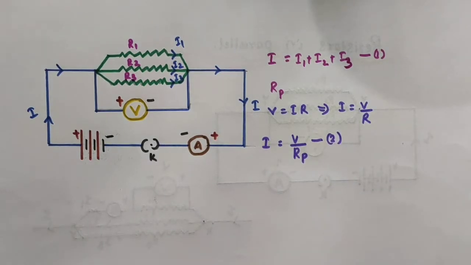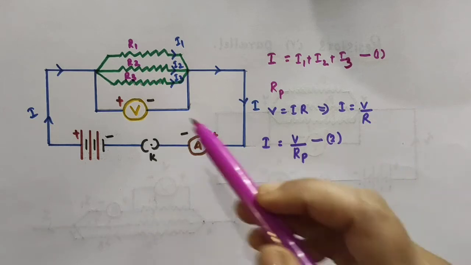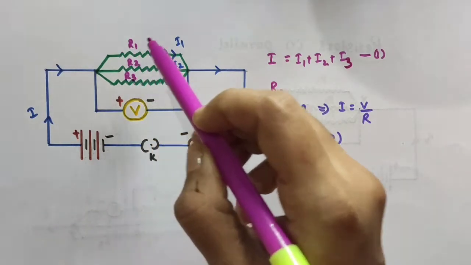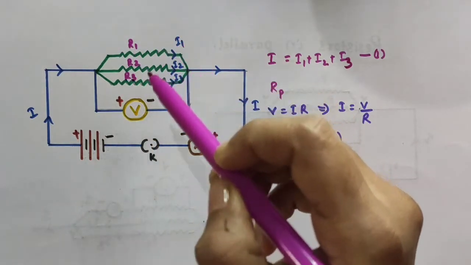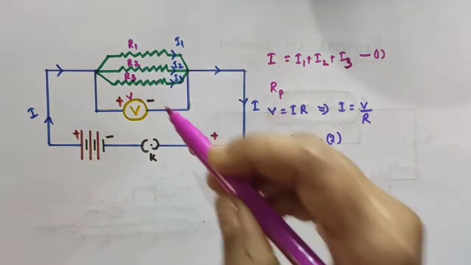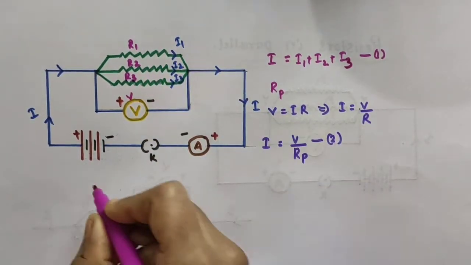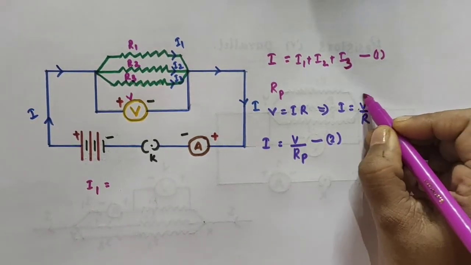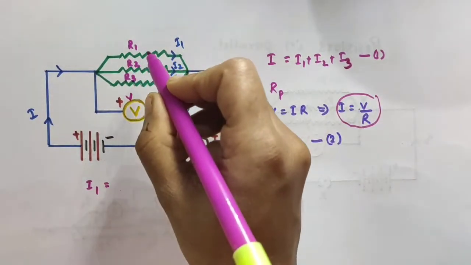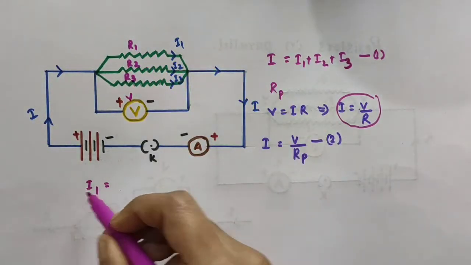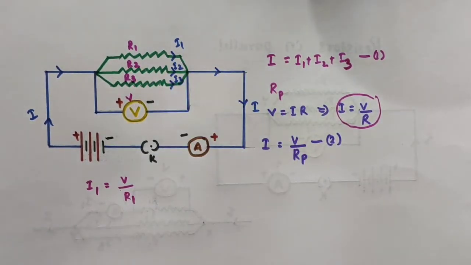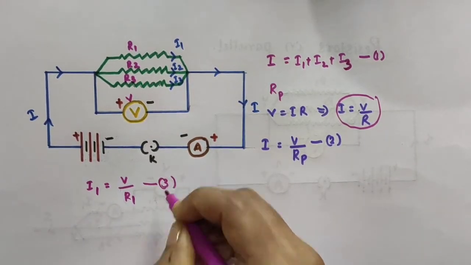Now, when we apply Ohm's law for the first resistor, R1 is its resistance, I1 is the current flowing through the first resistor and V is the potential difference across the first resistor. So for the first resistor, we can write I equal to V by R. I am applying this Ohm's law for the first resistor. The current is I1, the potential difference is V itself, and the resistance is R1. So we get for the first resistor, I1 is equal to V by R1. I am taking this as equation number 3.